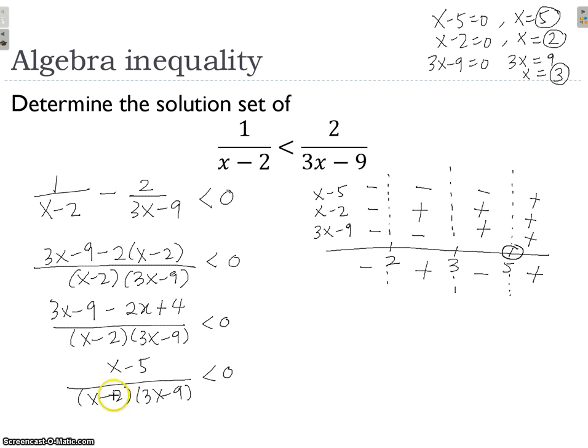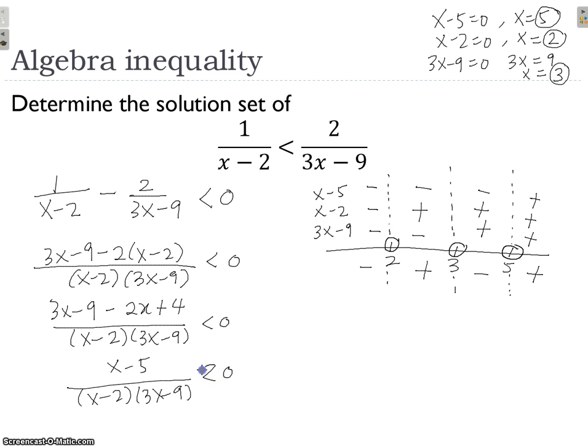And for x minus 2 and 3x minus 9, we cannot choose x equals 2 and x equals 3 as well. Why? Because we cannot divide something by 0. 2 minus 2 will be 0, 3 times 3 minus 9 will be 0. So you cannot include 2 and 3 in the solution set as well. So draw a round circle to indicate we don't include endpoints 2, 3, and 5.